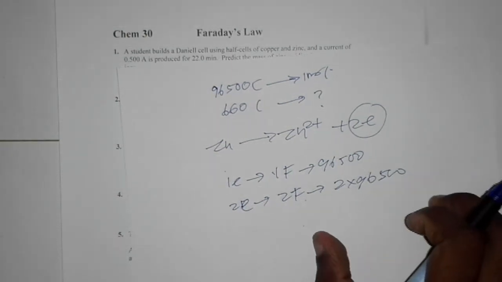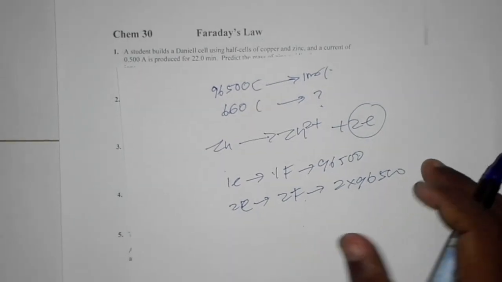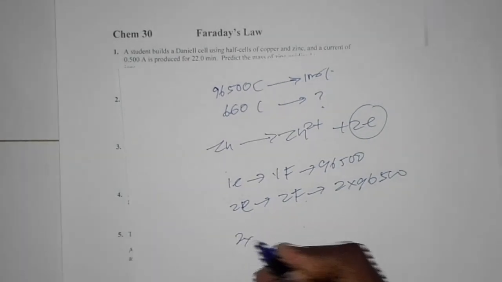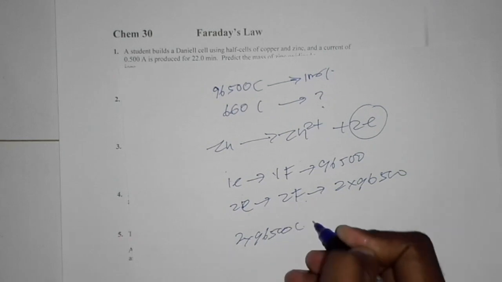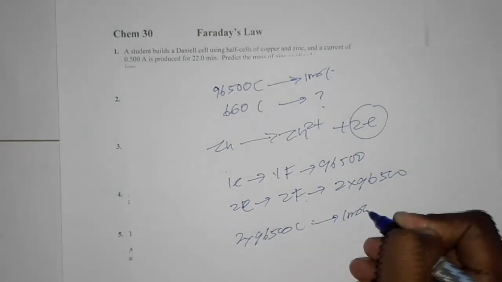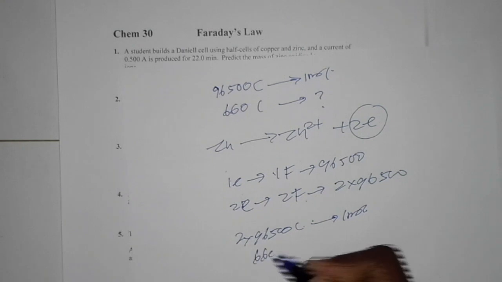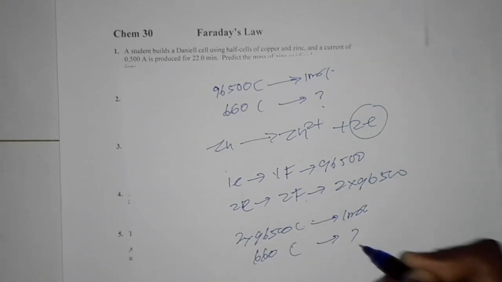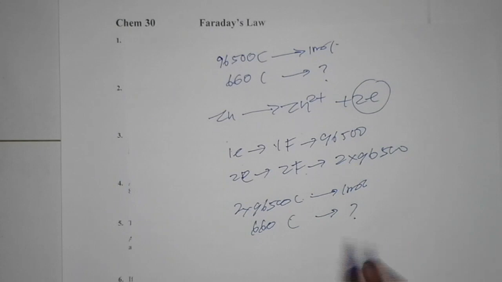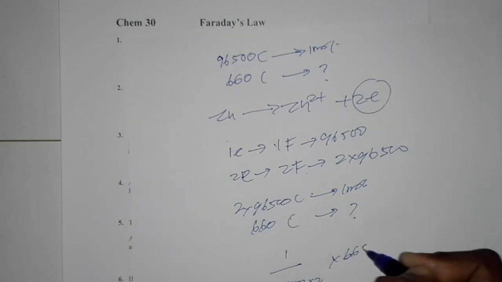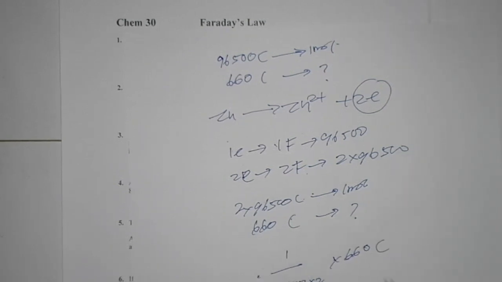Therefore you have to rearrange the above calculation like this: 2 times 96,500 coulomb is related to 1 mole, and 660 coulomb is related to what amount of moles. So you can easily do the calculation: 1 over 96,500 times 2 times 660 coulomb. This is the number of zinc moles, and then you can find the mass.